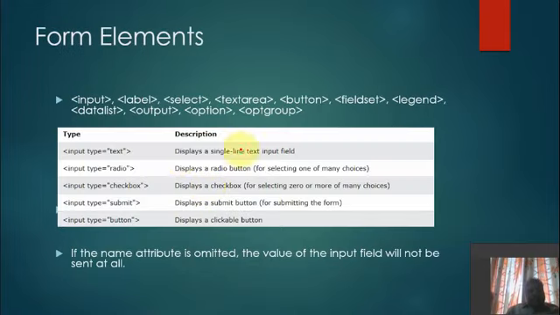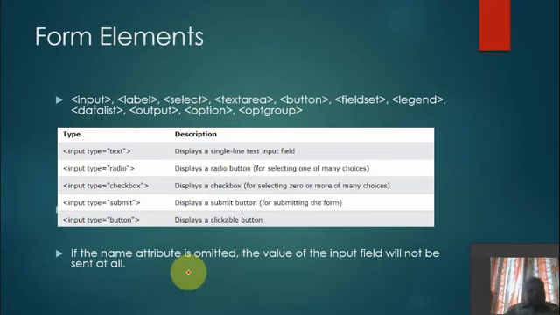Here the text type is used to display a single-line text input field. Radio displays as a radio button, checkbox displays as a checkbox, and this is a button. And these are the HTML form elements. Normally within the form you may have input elements, labels, select, textarea, buttons, fieldset, legend, datalist, output. Sometimes output is used to show some result. Then option and optgroup.